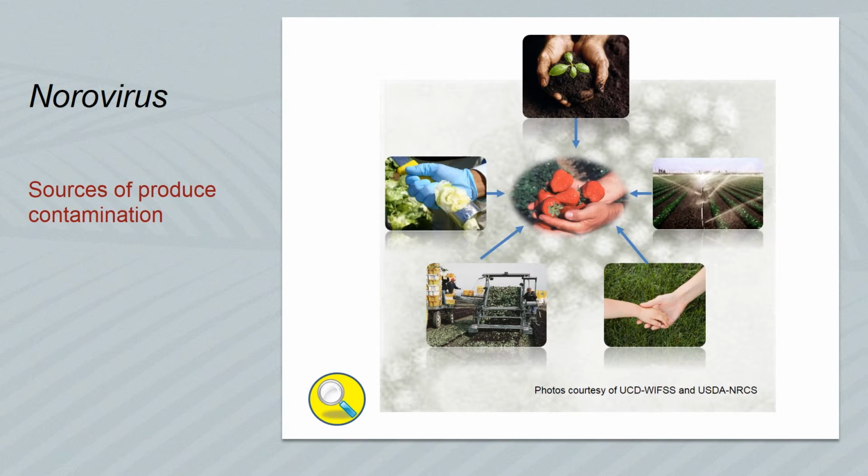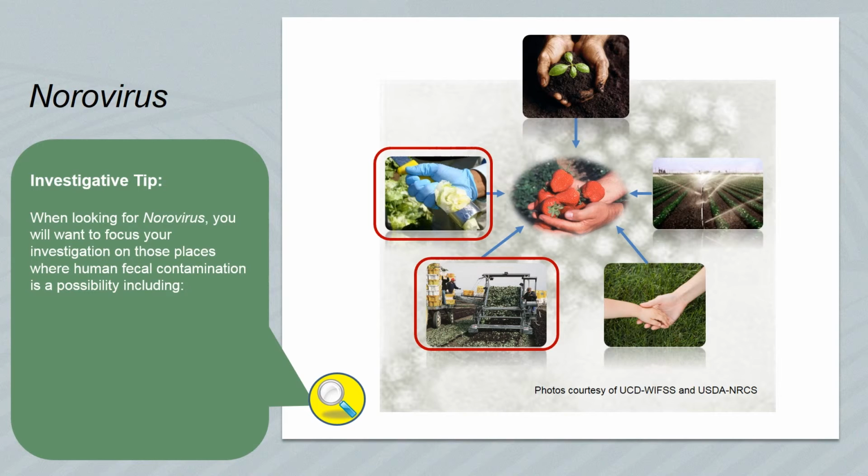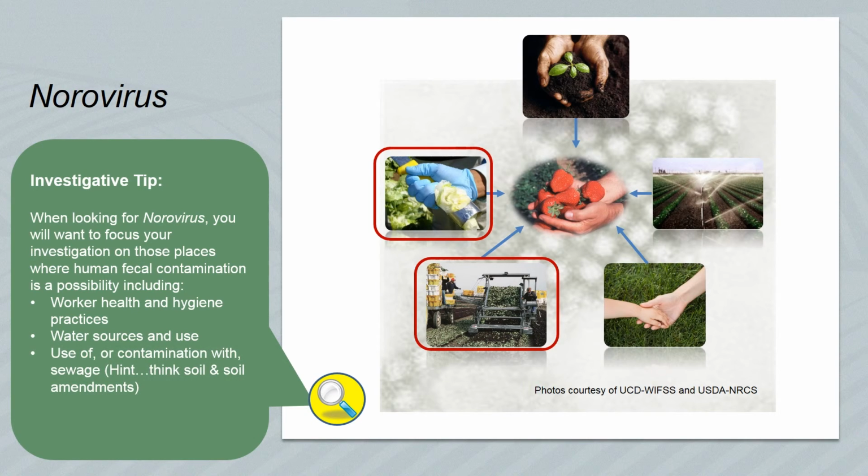Produce can become contaminated with norovirus through contact with contaminated soil, irrigation water, hands, or equipment. Here's another tip for the investigator. When looking for norovirus, you will want to focus your investigation on those places where human fecal contamination is a possibility, including worker health and hygiene practices, water sources and use of or contamination with sewage, hint, think of soil and soil amendments, and equipment that people touch, such as gloves or knives.